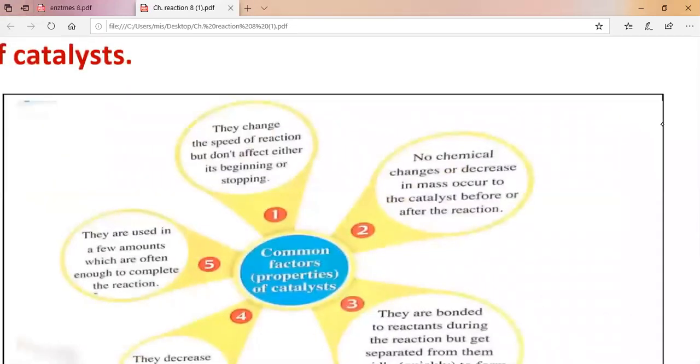Number one, they change the speed of reaction but don't affect the beginning or stopping. So the catalyst doesn't initiate the reaction or stop the reaction. They only change the speed of reaction, increase or decrease. The second one, no chemical change or decrease in the mass occurs to the catalyst before or after the reaction. So when the catalyst enters the reaction, it doesn't change its mass before or after the reaction.